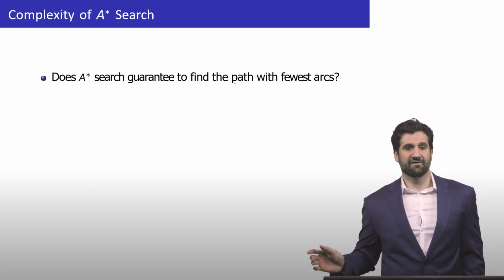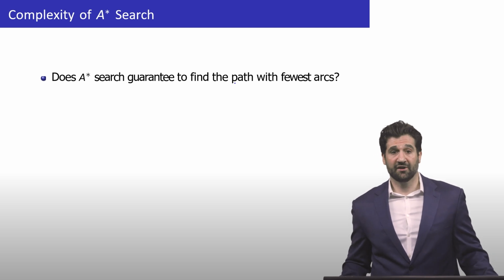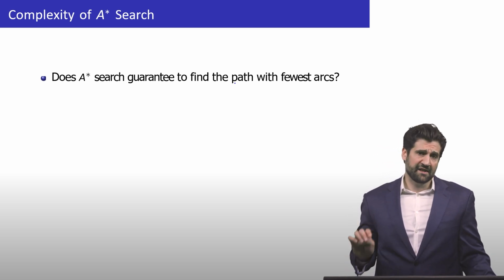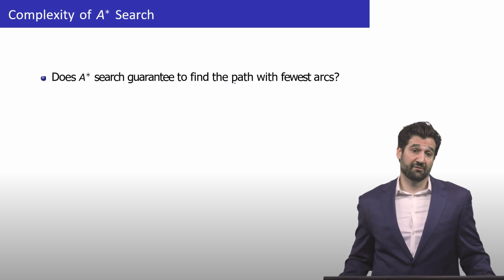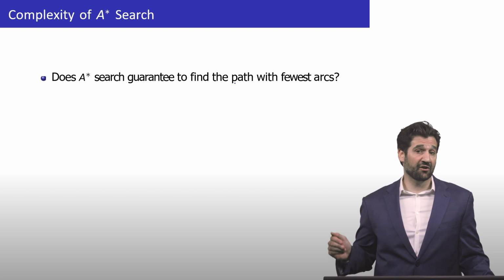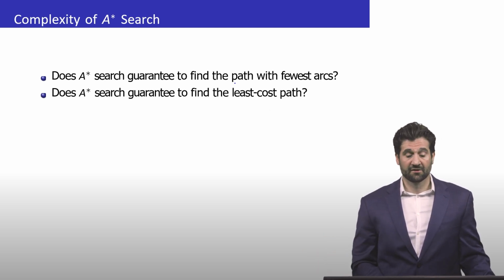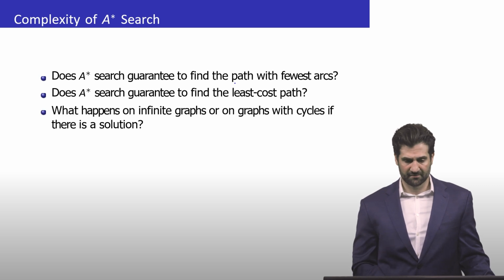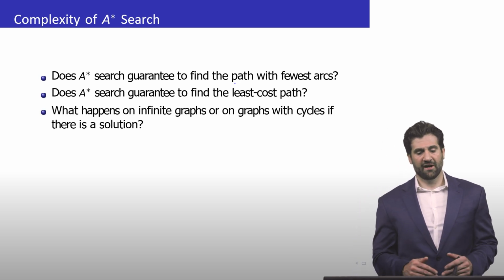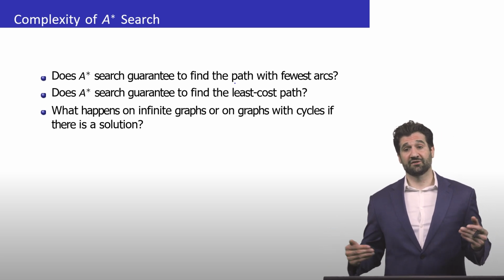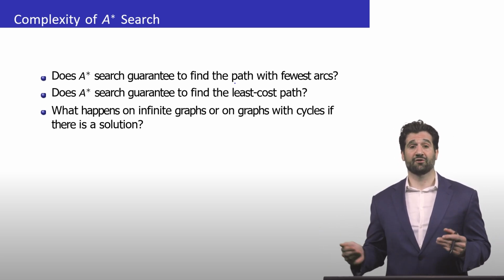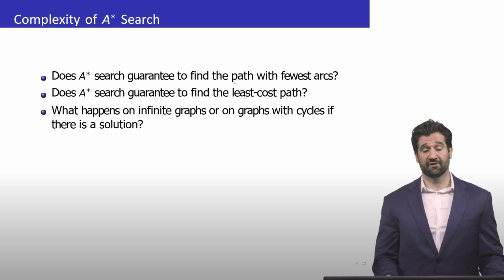So, does it guarantee to find a path with fewest arcs? Well, the answer here is yes, in the case where we're considering cost to be the number of arcs. If we consider cost to be something else, that's not necessarily going to be the case. It does guarantee we find the least cost path under certain assumptions, and we'll touch on that. Infinite graphs and graphs with cycles, it's still not going to terminate. We're still going to run into some of the same issues that we've had before.